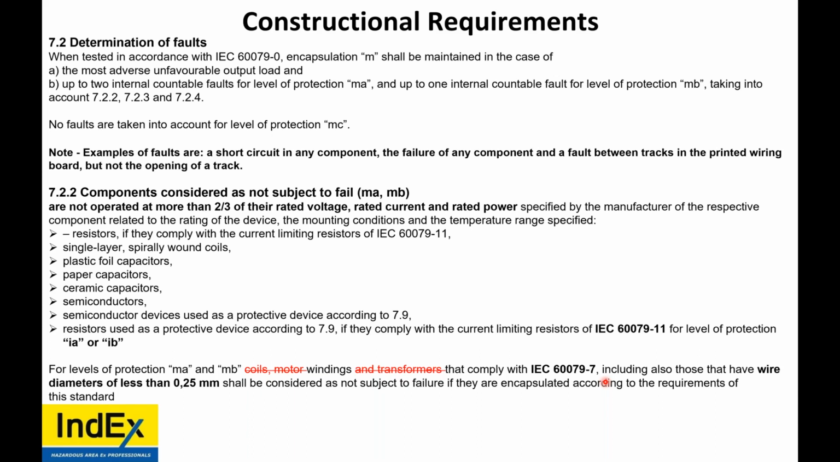They shall be considered as not subject to failure if they are encapsulated according to the requirements of the standard. So if you have an EXE motor with really small winding and encapsulant was poured into it and it was tested, it could be certified to EXMA or MB. So you can use motors in zone zeros. Has it been done? Yes, it has. Go searching for it, IECEx.com.